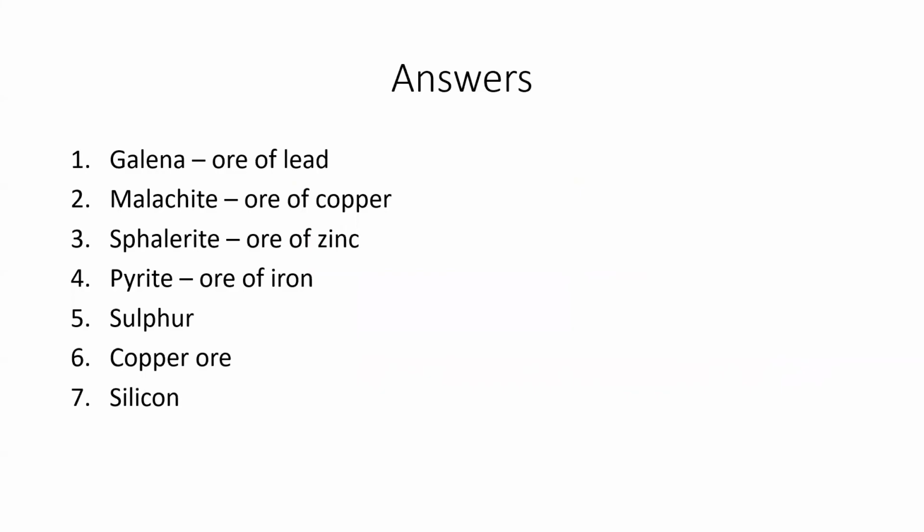Okay, first one, galena, an ore of lead. Remember roof tiles, old roof tiles anyway. So malachite, ore of copper. Sphalerite, ore of zinc. Our body doesn't need zinc. Pyrite, it's actually an ore of iron. You might have some pyrite, it's quite common, a collectible rock, it's quite pretty.